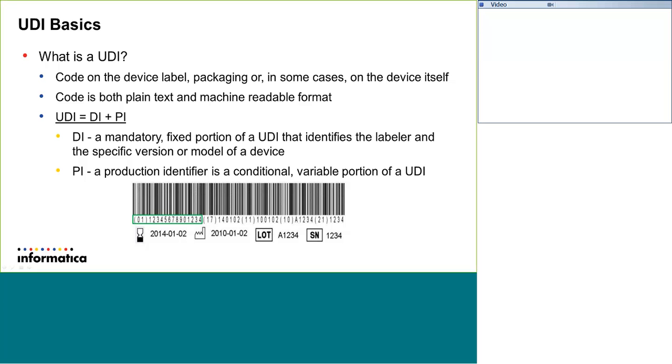The second component is the production identifier, PI, which is a conditional variable portion of a UDI that identifies one or more production attributes when included on the label. For example, the PI identifies the lot or batch number within which a device was manufactured. It can identify the serial number of a specific device, the expiration date of the device, and the date a specific device was manufactured.